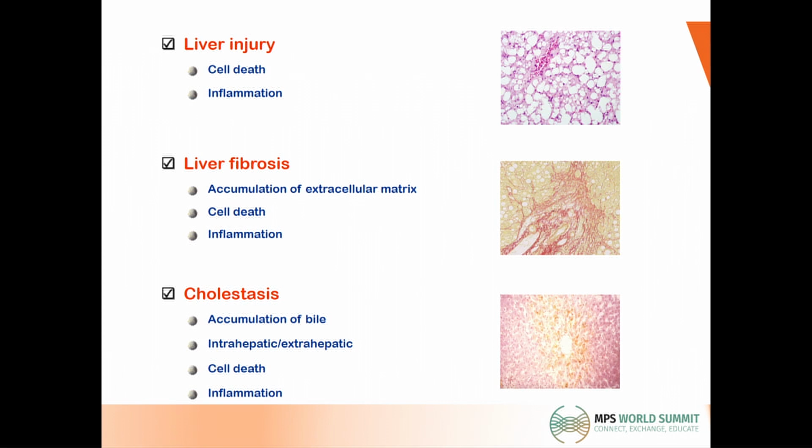For example, in liver fibrosis, which, as you might know, is basically a scar-forming process in which extracellular matrix components accumulate. And then also cholestasis, please keep this in mind because I will be using this further in the presentation as an example, which is a result of the accumulation of bile that can occur either inside of the liver, called intrahepatic cholestasis, or outside of the liver, called extrahepatic cholestasis.